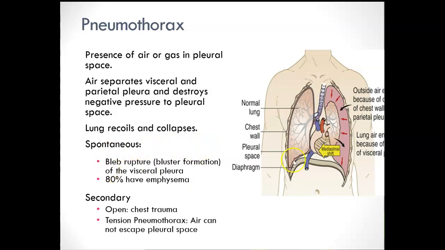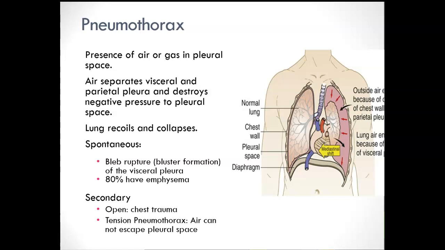You can have these things called blebs, and I think I talked about this a little bit. We often see them in tall, thin boys, which is kind of an interesting thing, but they're like these outpouchings on the lung that are really thin little air bubbles almost. And when those get thin enough, they'll pop, and then that lets air in. So it's a very interesting thing that happens.